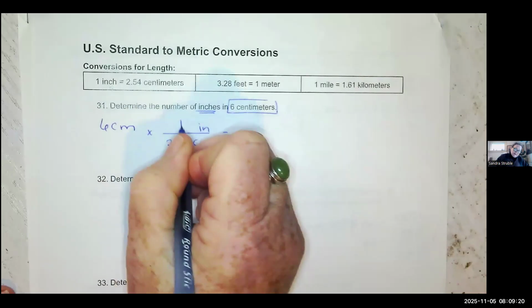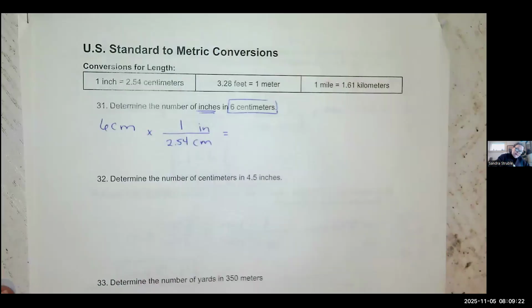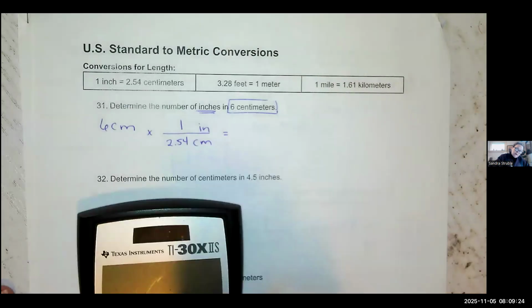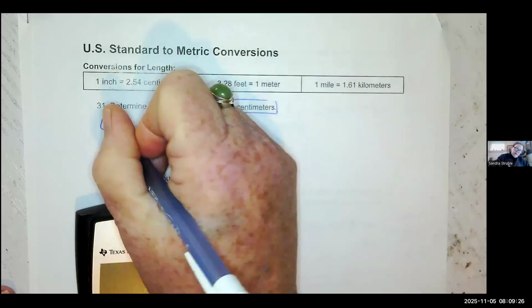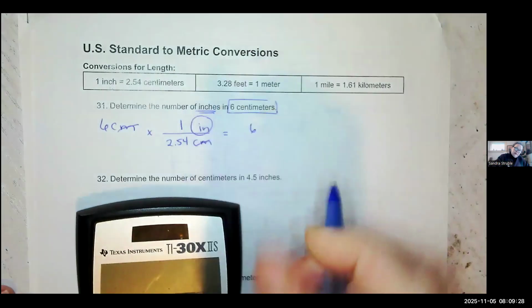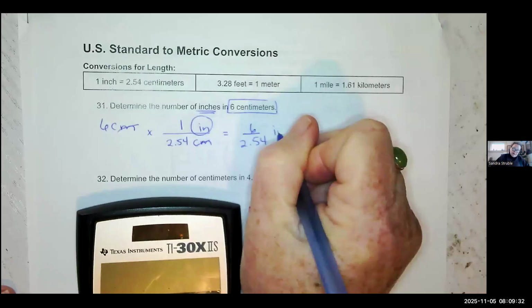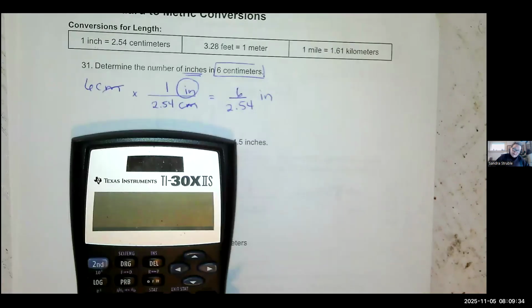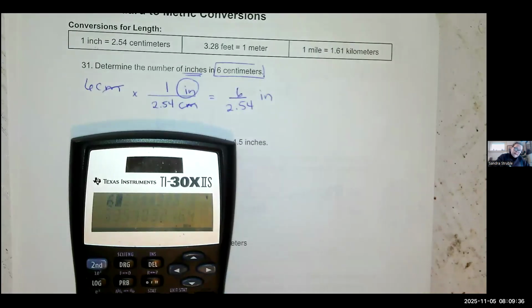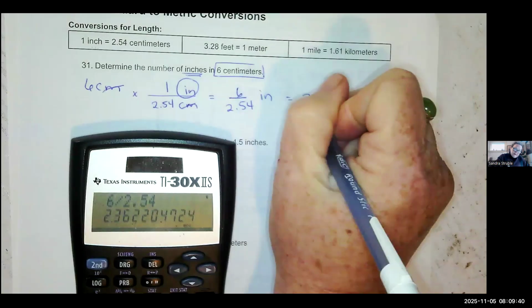Multiplying straight across. 6 times 1 is 6. Centimeters are gone. We're left with inches, divided by 2.54. Now, please do not leave this in fractional form. I want the decimals. 6 divided by 2.54 is, we'll just say 36 inches.